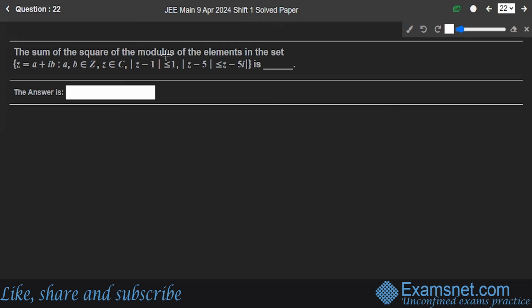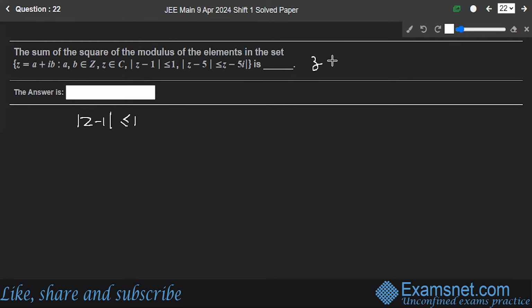Sum of the square of the modulus of the elements in the set is equal to a plus iota b, where a and b are integers and z is a complex number such that modulus of z minus 1 is less than equal to 1 and modulus of z minus 5 is less than equal to modulus of z minus 5 iota. So I'll start with the very first one. Modulus of z minus 1 is less than equal to 1.